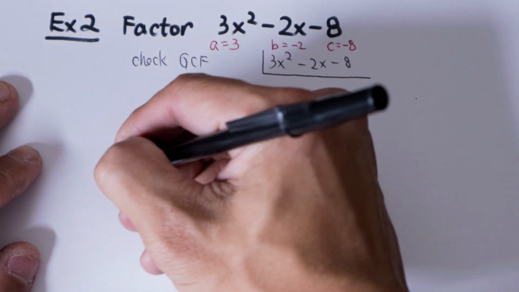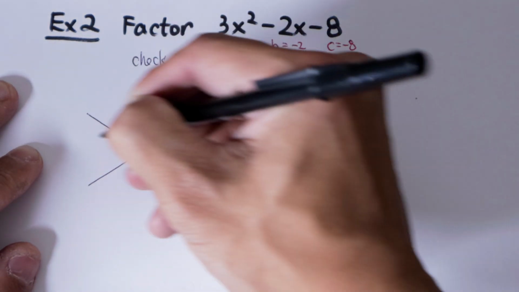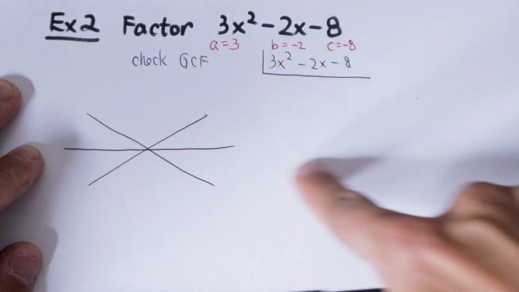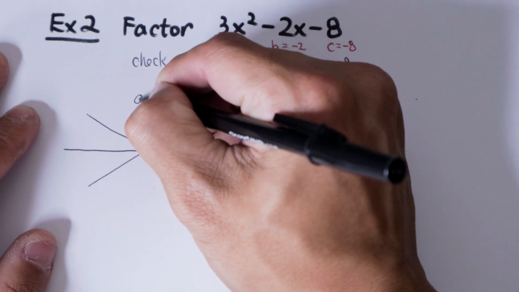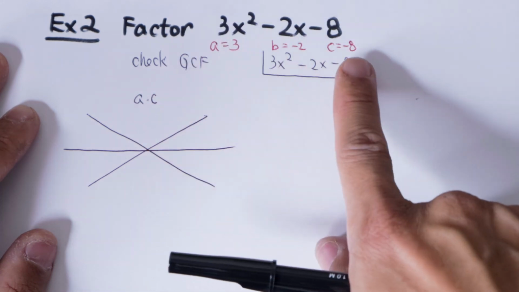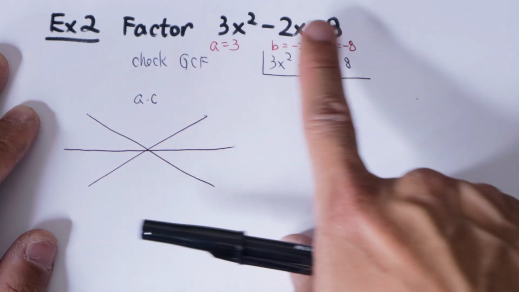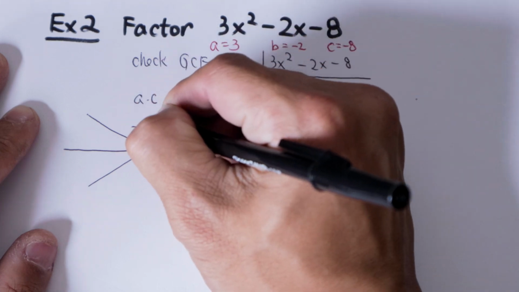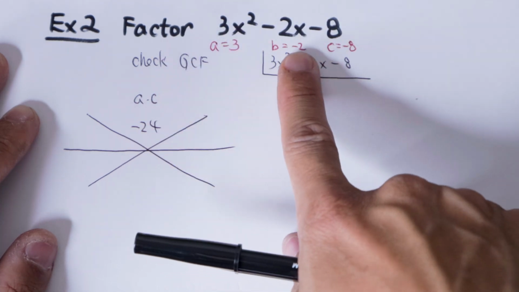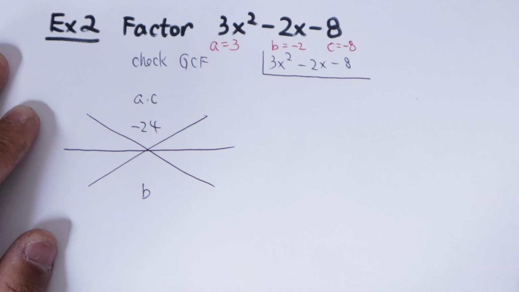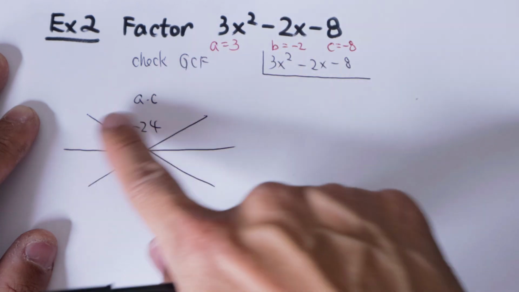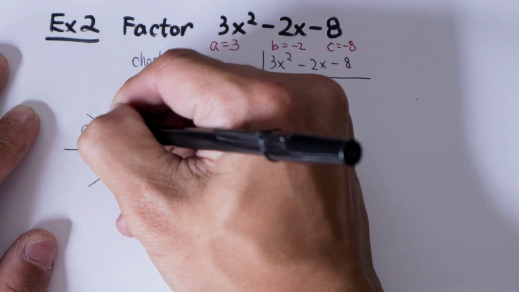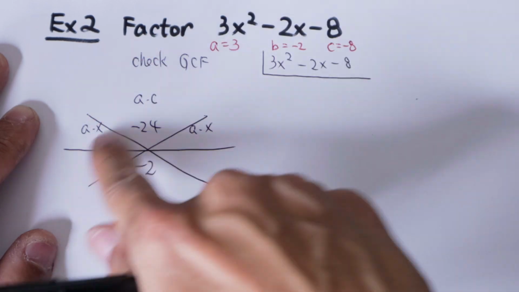So let's actually use the star method. We're going to draw an x game with an extra bar in the middle of the x game. Remember, the top number is A times C. In this case, 3 times negative 8. A positive times a negative is negative, so negative 24. And then your B, which is the bottom of the star method, is going to be negative 2. And then on the two sides above the extra divider, you're going to put AX and AX.